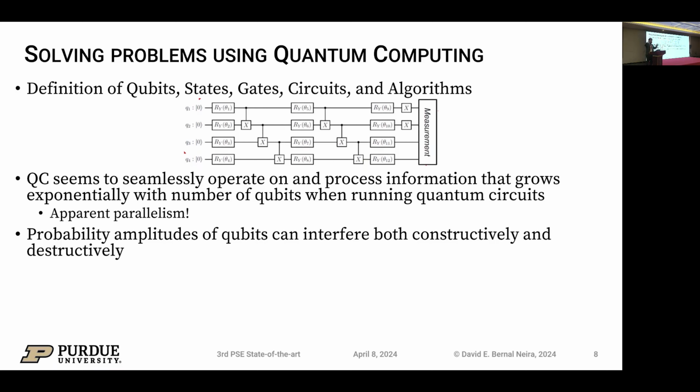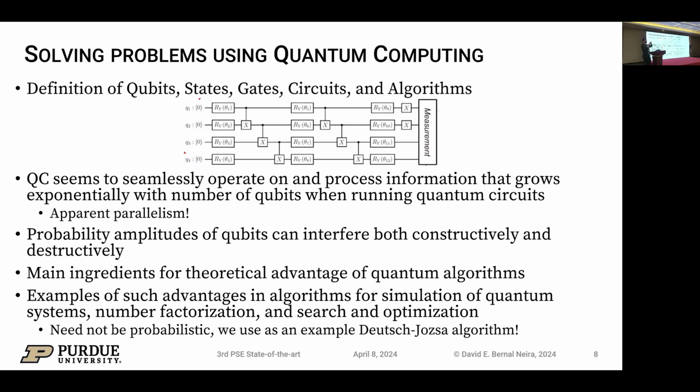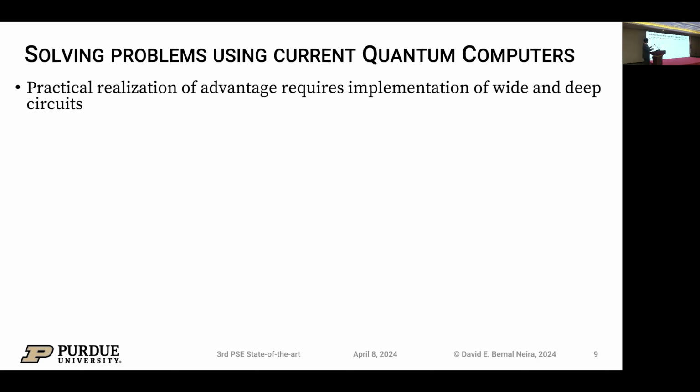So two simple ingredients that already give a theoretical advantage for quantum algorithms, and there are many examples out there. Some of them are for simulation of quantum systems, cryptography, and search optimization. The algorithms already exist, they have already been proposed. So we are hoping to implement them. And here comes the next slide, which is, okay, how do you solve problems using current quantum computers?